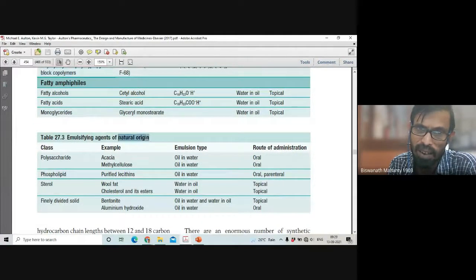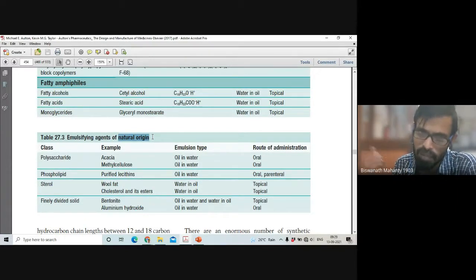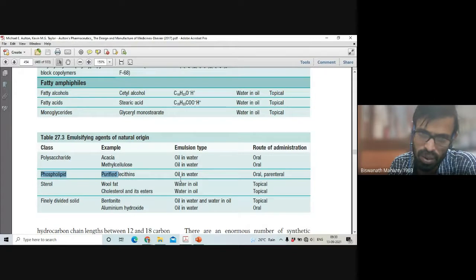Some emulsifying agents of natural origin are also used. Natural means, we are all talking about chemicals, but we also use some natural agents like gum from plant origins. You should see polysaccharides, we can use methyl cellulose, acacia. These are all derived from natural origins. Lecithin is also a phospholipid, as I told you. It is a very good emulsifier, and we can get it from eggs. So these can also be prepared for oral use because they are more safe and non-toxic to us.